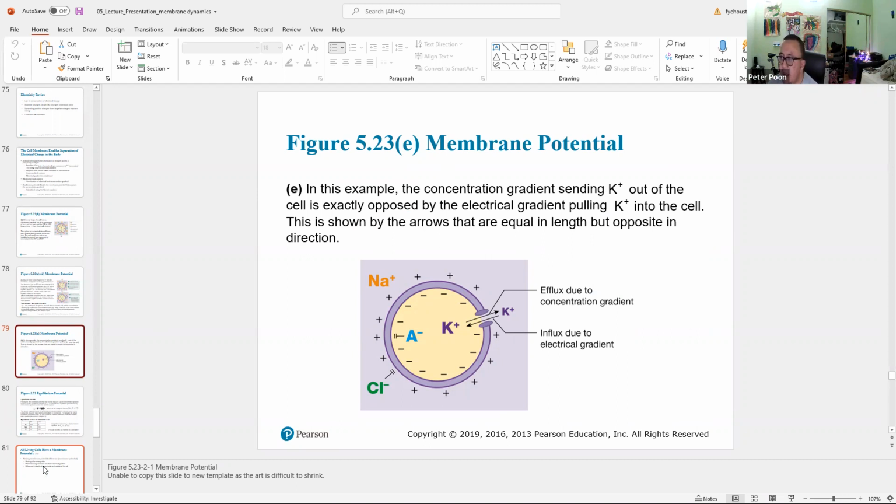Now we want to balance the two gradients together. The concentration gradient sending K plus out is exactly opposed by the electrical gradient pulling the K plus in. So you can see these two arrows are equal in length. Just as much potassium is coming out as coming back in.